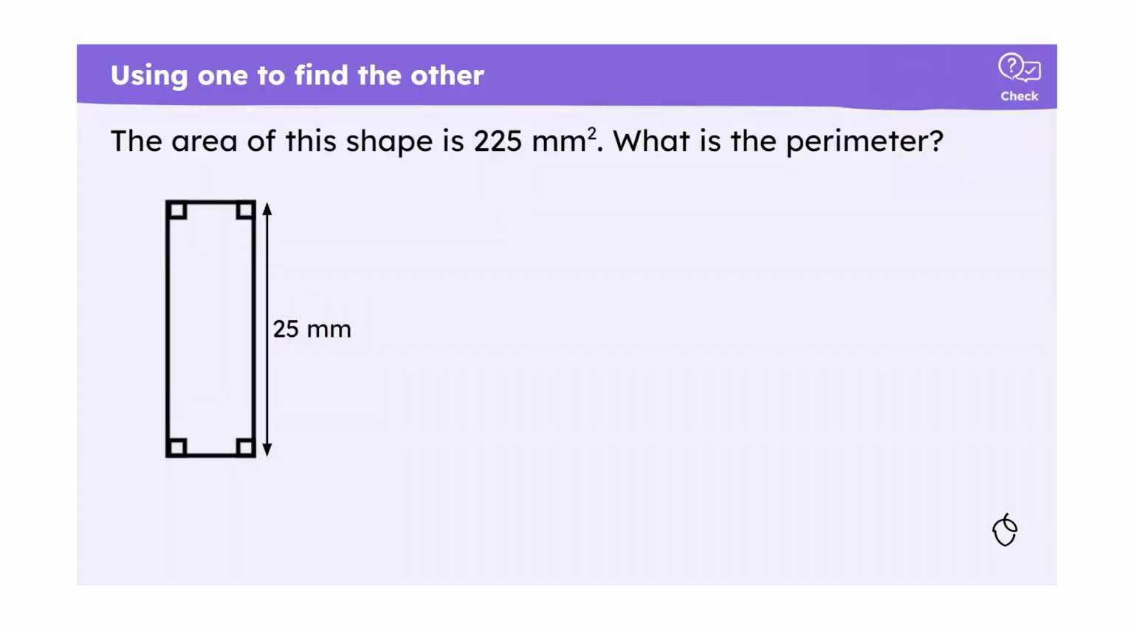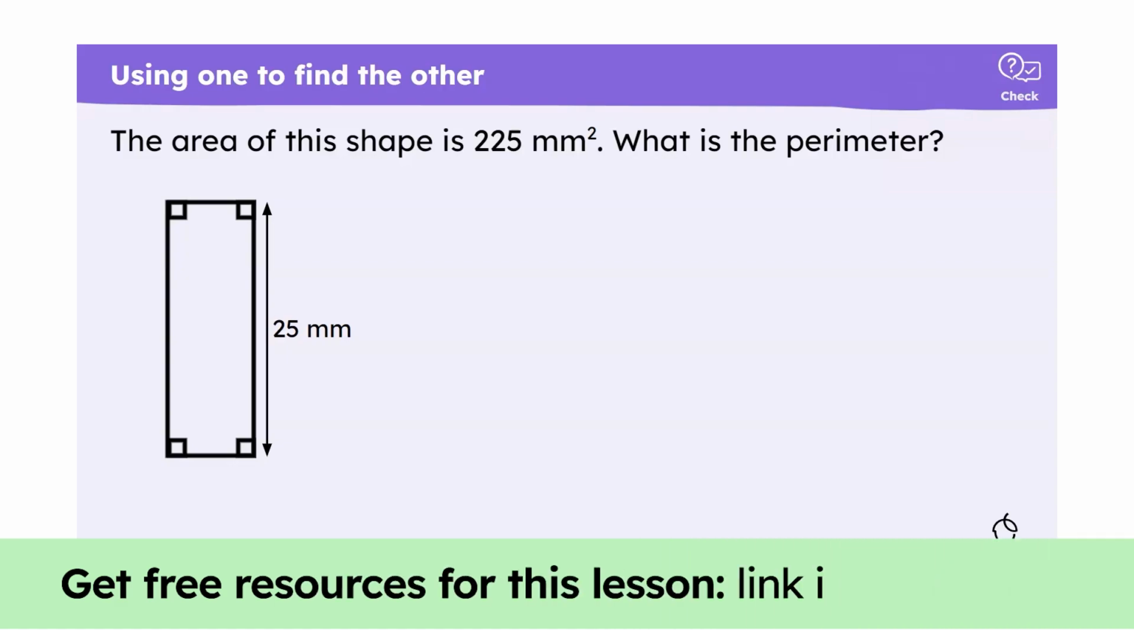The area of this shape is 225. What's the perimeter going to be? Pause the video and work this one out.